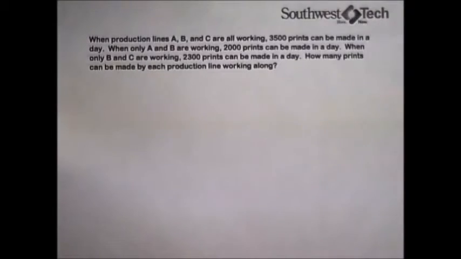Section 3.5, solving an application problem involving a system of three equations. When production lines A, B, and C are all working, 3,500 prints can be made in a day. When only A and B are working, 2,000 prints can be made in a day. When only B and C are working, 2,300 prints can be made in a day. How many prints can be made by each production line working alone?